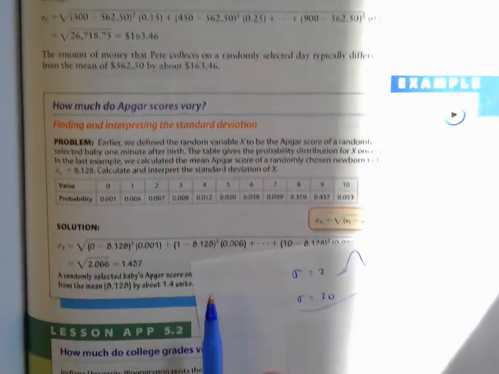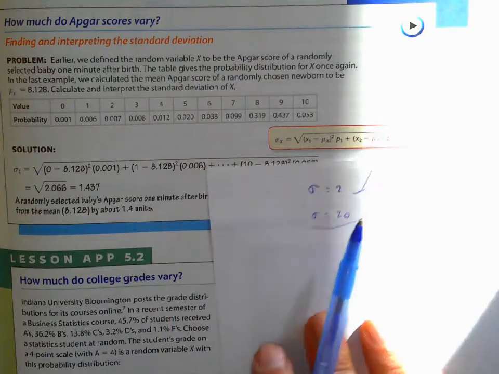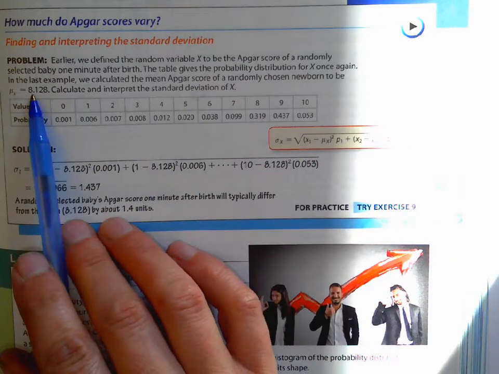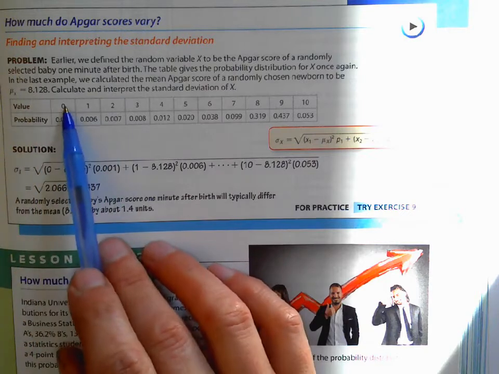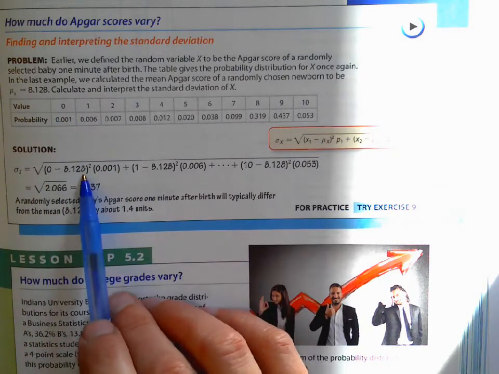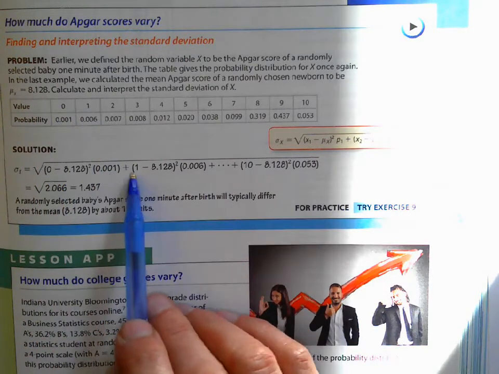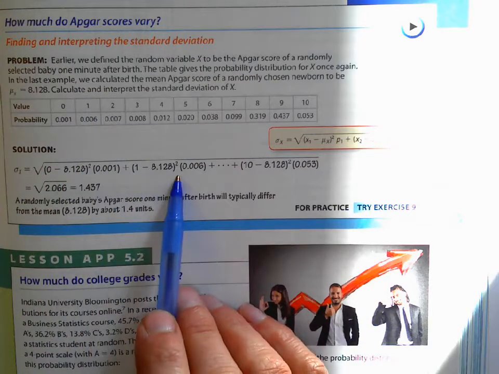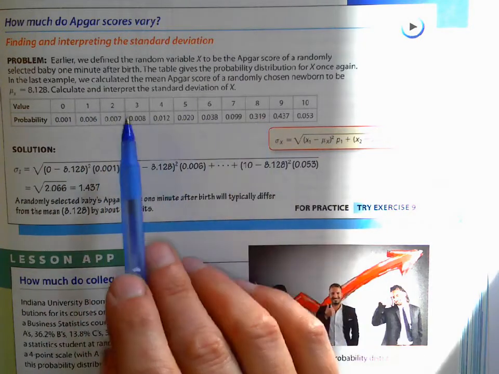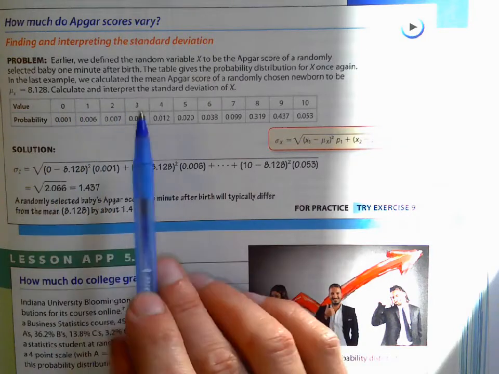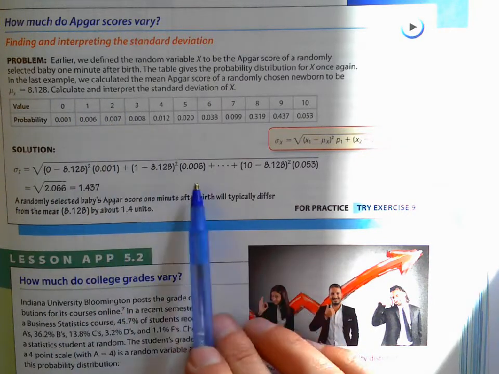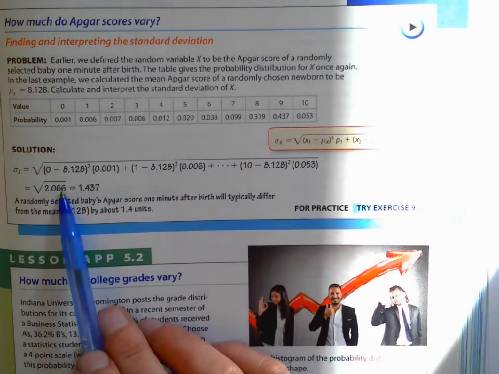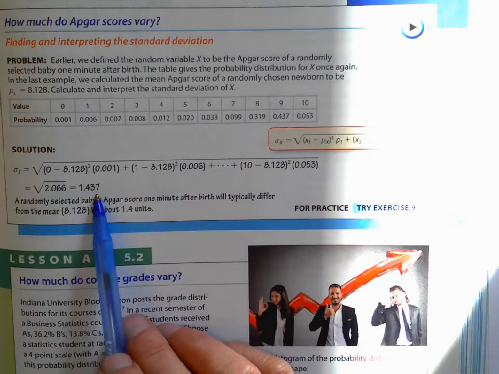Okay, so if we do that for the APGAR scores here, remember our mean was 8.128, right? So 0 minus 8.128 squared times the probability, plus that minus the mean squared times the probability. And you want to do that for all these here. 2 minus that squared times this. Do it for all these all the way through 10 minus this squared times the probability, and then take the square root of all that number.